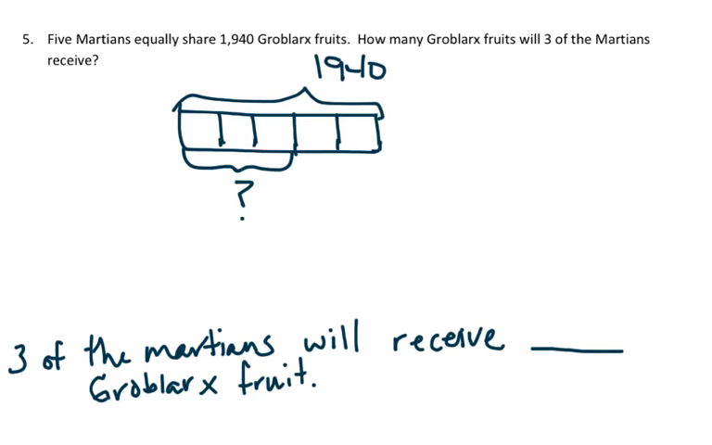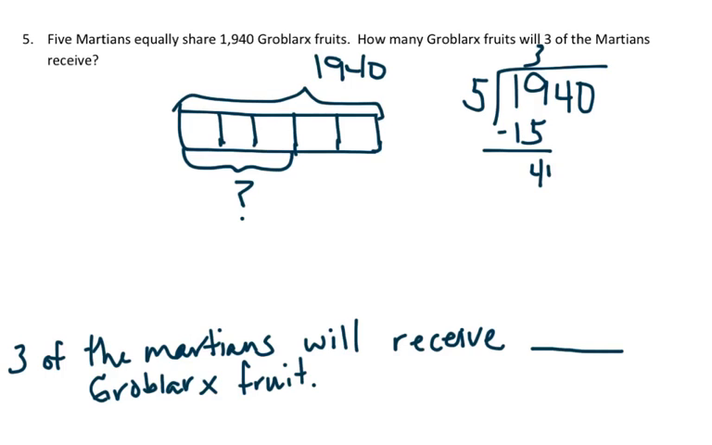So in order to do that, I need to divide 1,940 divided by 5, and again, the size of the group is the unknown, so the size of each unit is unknown. So I have 1,940, and I'm going to be dividing that by 5. Okay, and there's 8. 8 times 5 is 40, minus 40, 40. Okay, so I have an answer of 388.